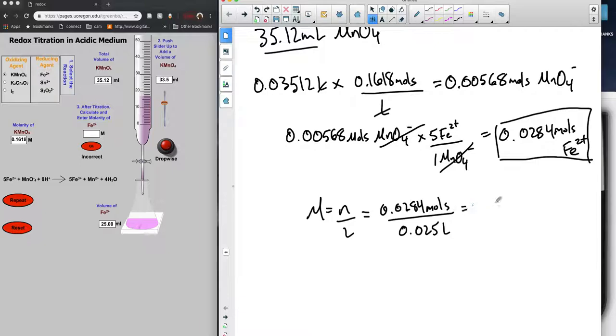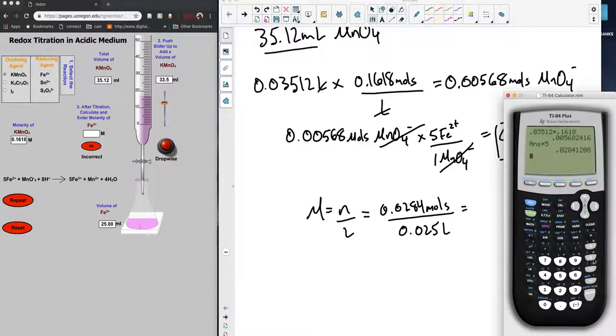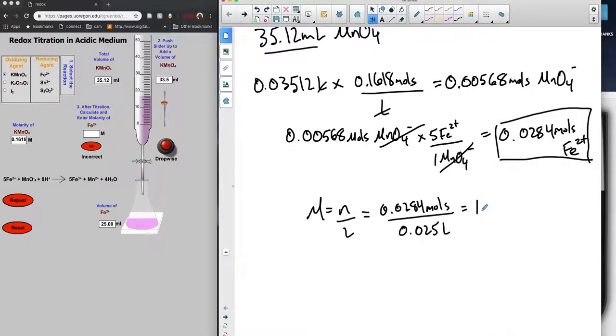0.025 liters. And so here, if I were to take that and divide it by 0.025 liters, that's going to give me a concentration of 1.13 or 1.14. Let's round that up. So 1.14 molar.